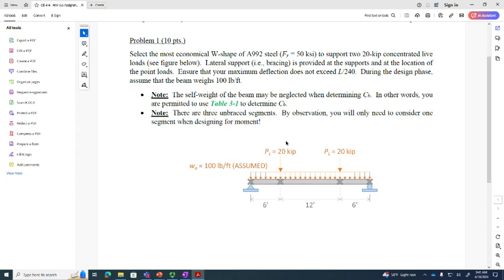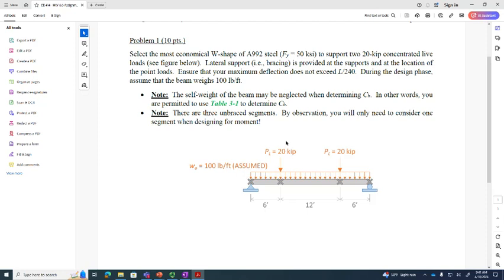We can also use table 3.1 for CB. Because the dead weight is so small compared to the live loads, we can just use table 3.1 to compute CB. And when you have a beam like this with two point loads right here, what's the CB between here? We're only considering the point loads. Should be just one.